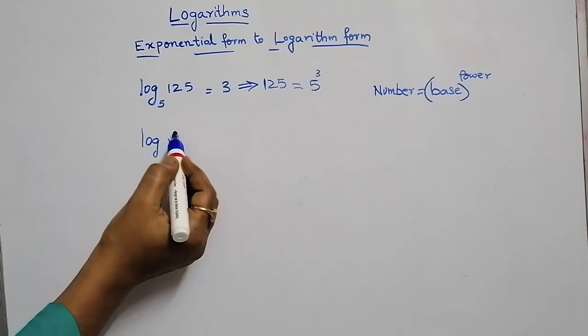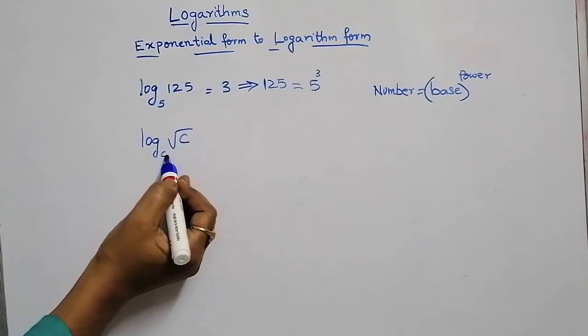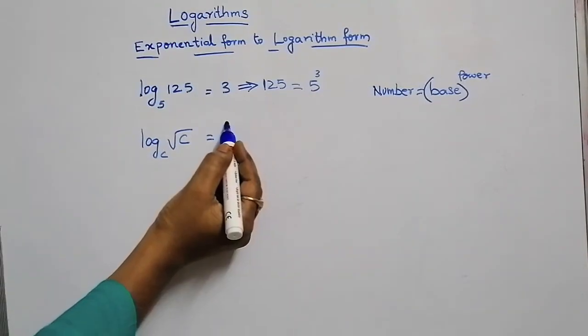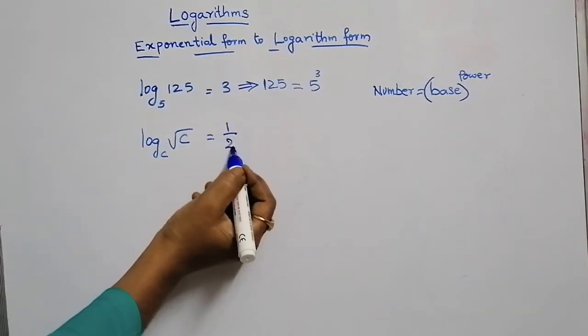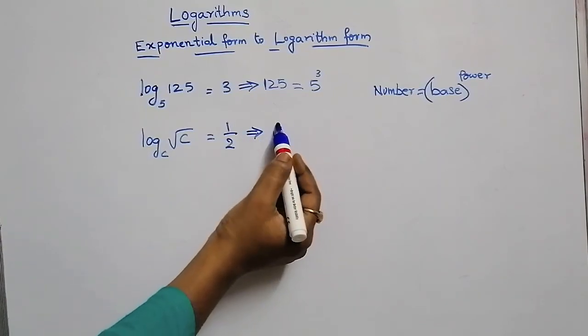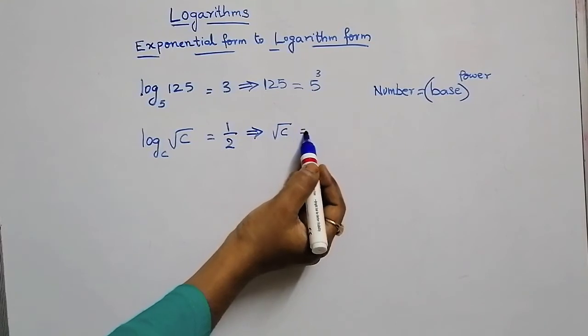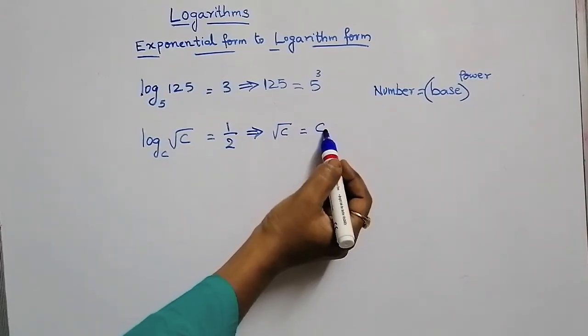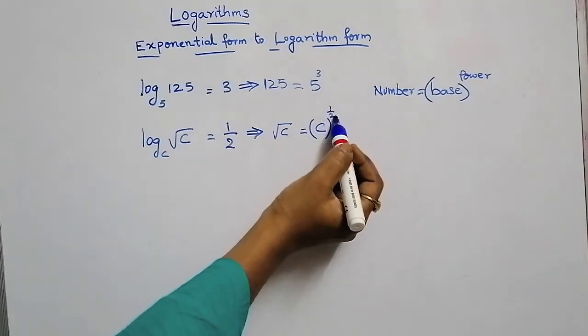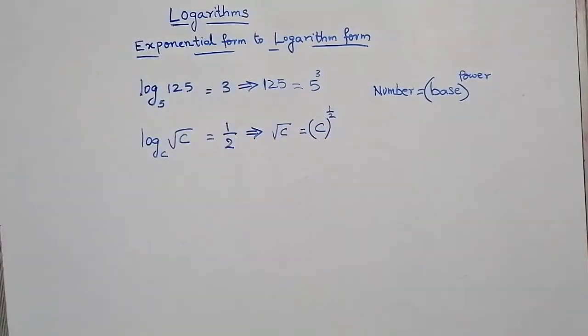Now let us take another example. Log of square root of c to the base c is equal to 1 by 2. See here, now our number is square root of c, that is equal to base c. Where is the power? The power is 1 by 2 on the right side, so write it in the place of power.